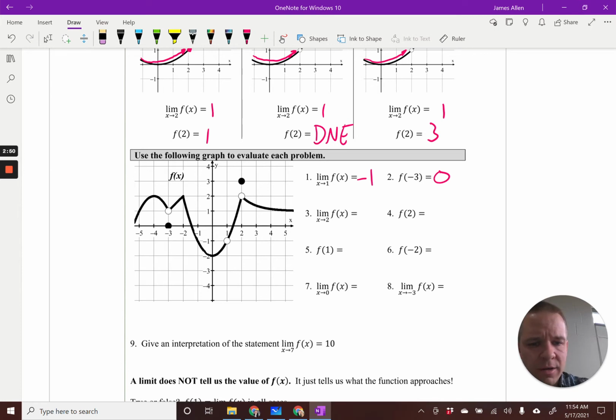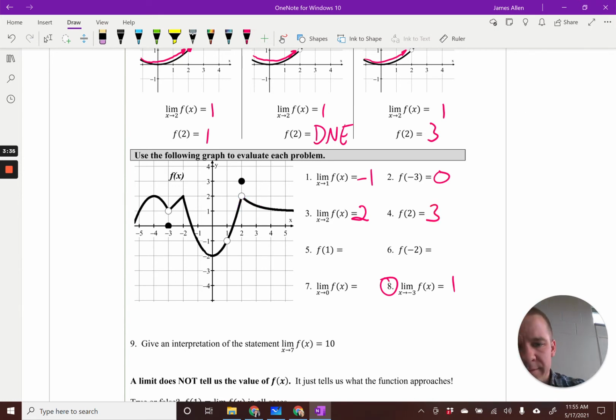I'm actually going to jump down to number 8 real quick. The limit as x approaches negative 3 would be positive 1. So although f of negative 3 is 0, the limit as x approaches negative 3 is different. It's 1. Number 3, the limit of f of x as x approaches 2. It's approaching the same thing from the left and the right. It is positive 2. But what is f of 2? Well, f of 2 is a hole, but above it we have a point that would be 3.